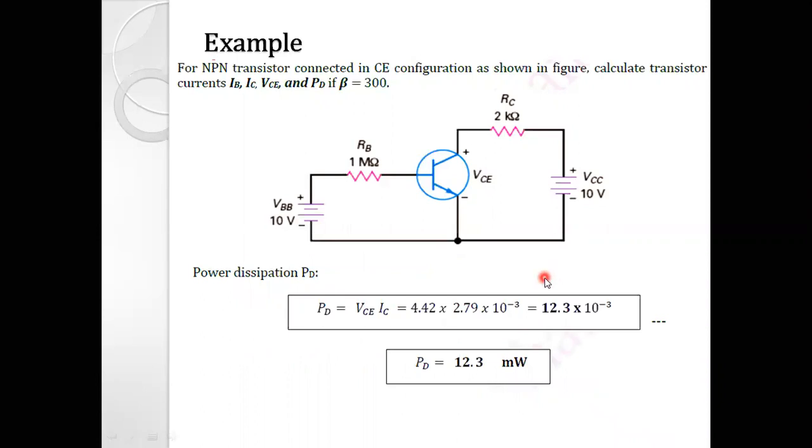Moving ahead, let us find out the PD. PD is the power dissipation. The equation of the power dissipation is the multiplication of output voltage and output current. So in common emitter configuration, output voltage is VCE and output current is IC, which is flowing in the output terminal. Here the output terminal is the collector. So VCE into IC, VCE is equal to 4.42 and IC is equal to 2.79 milliampere. So when we substitute and solve this equation, we get a power dissipation, in terms of milliwatt, equal to 12.3. So this is how we can calculate the different parameters of any kind of configuration of the transistor.